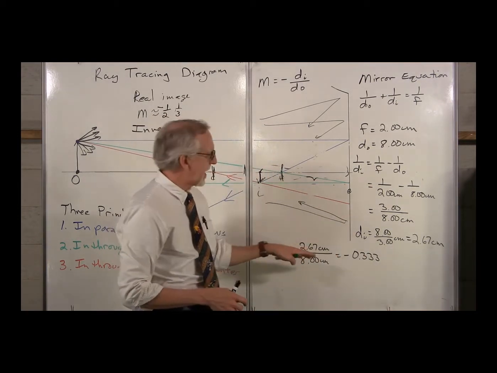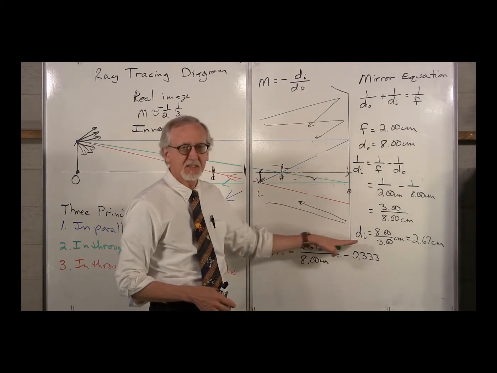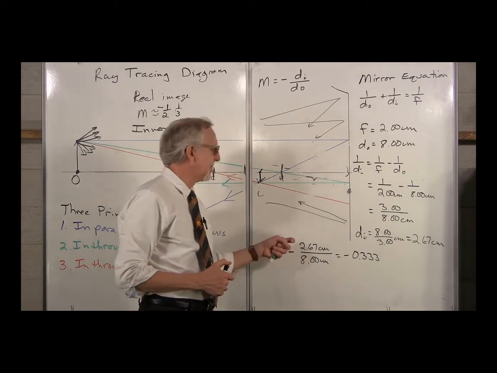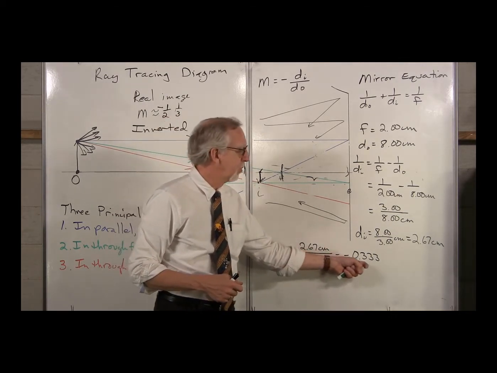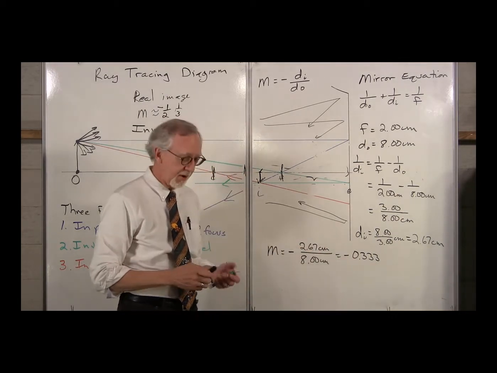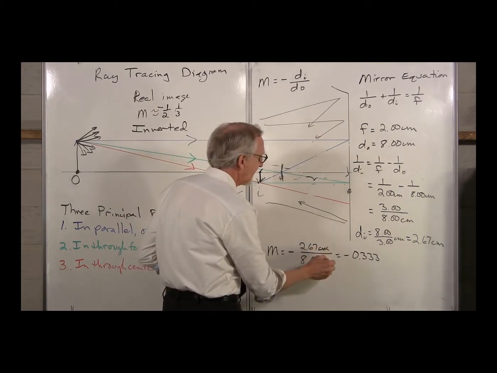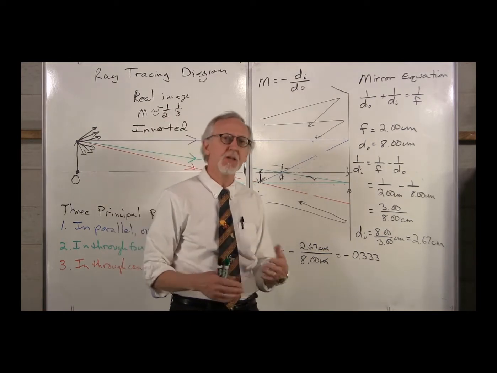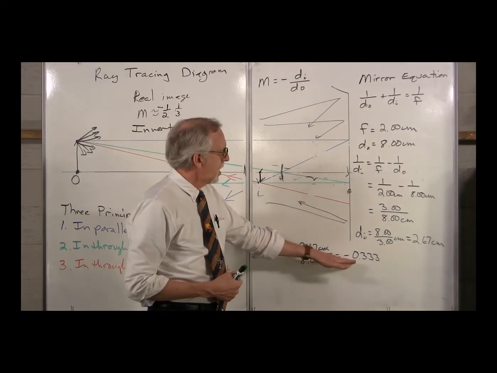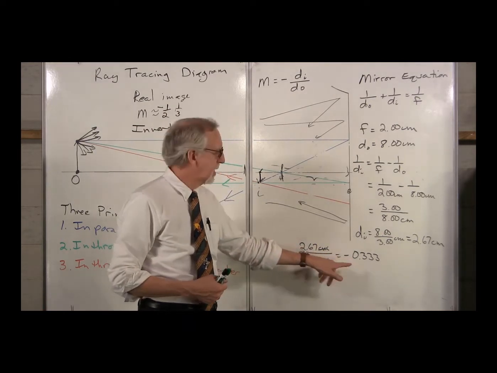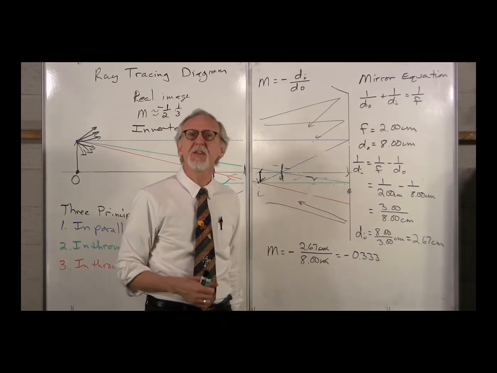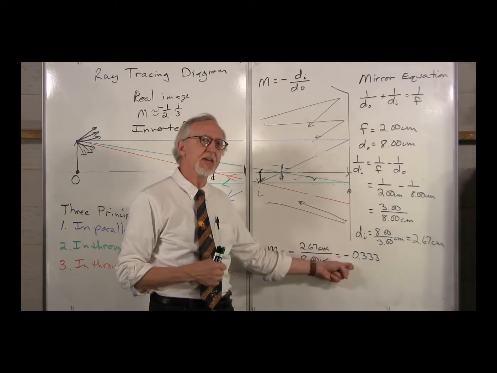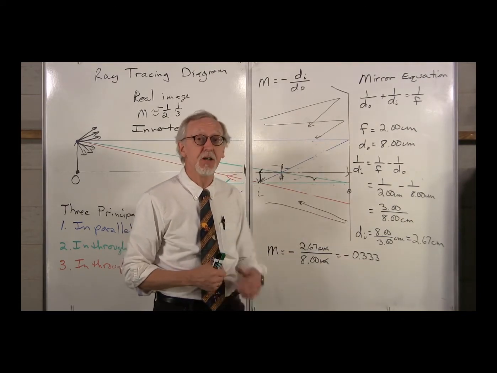If you just leave it in your calculator, this would be 2.666666666 divided by 8, and that's 0.333. But if you put it actually as 2.67, you might get 0.334. That doesn't really matter. Notice that the units cancel for the magnification. The magnification is a unitless quantity. But it's negative. What does the negative tell us? The negative sign tells us the image is inverted. So looking at the magnification, that tells us it's inverted.